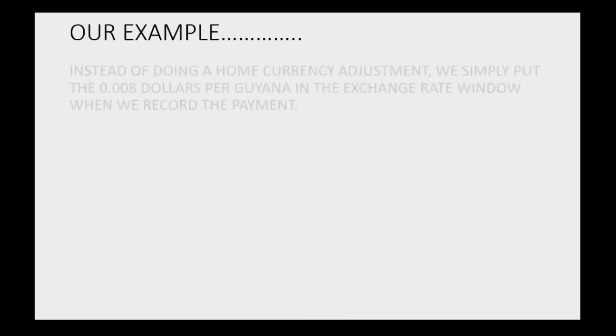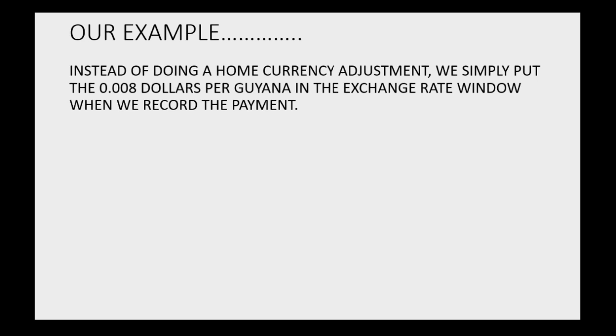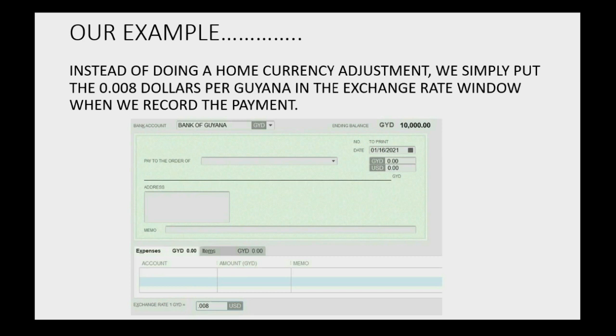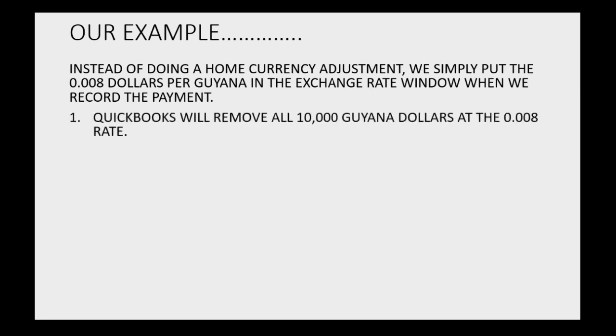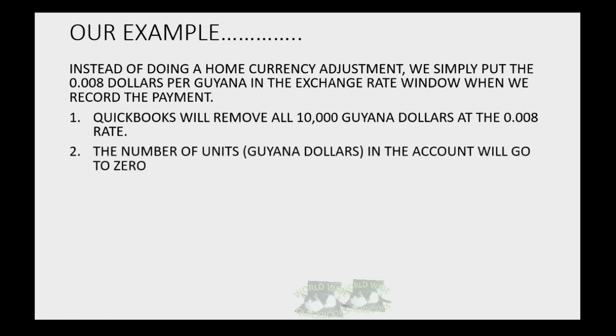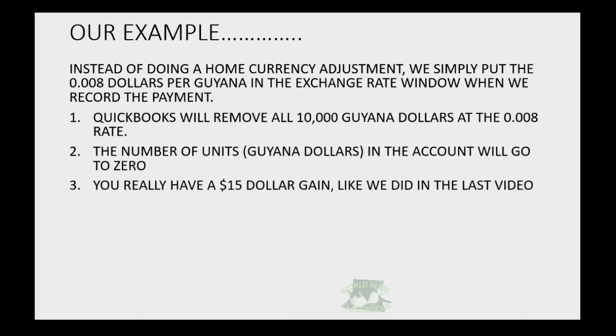Now, in our example, instead of doing a home currency adjustment like we should before we pay, we simply put the $0.008 per Guyana in the exchange rate window when we record the payment. So we put it here instead of making a formal home currency adjustment. So, what happens? Well, QuickBooks will remove all 10,000 of the Guyana dollars, so you will have 0 units of the currency in the account, but they will be removed at the rate of 0.008, not the rate they went in at. The number of Guyana units goes down to 0, and in reality you have a $15 gain like we did in the last video.